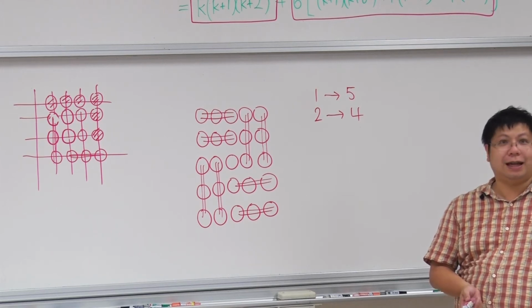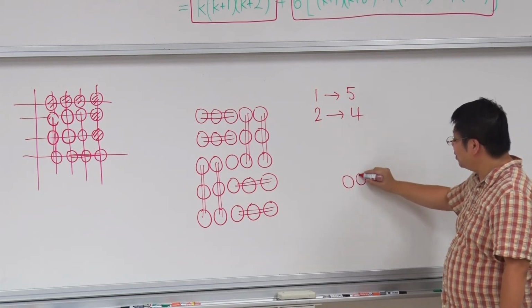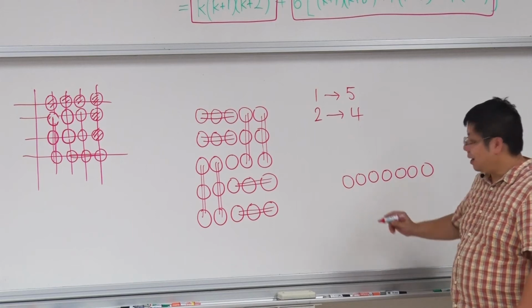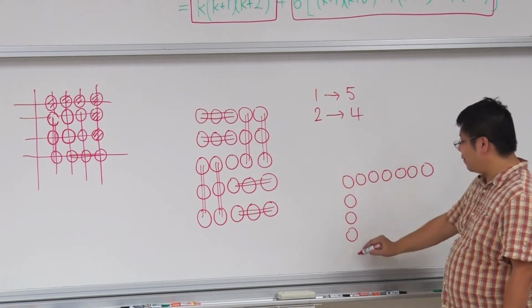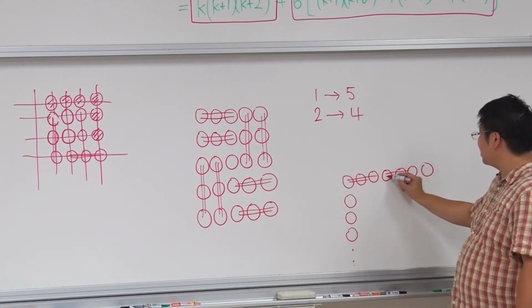7 by 7 is like, let's see. 1, 2, 3, 4, 5, 6, 7. Is that okay? And then here, 1, 2, 3, 4, 5, 6, 7. So what we are going to do, we are going to cancel this, we are going to cancel this. Is that okay?